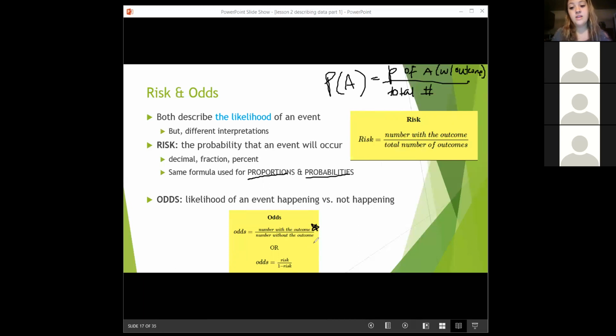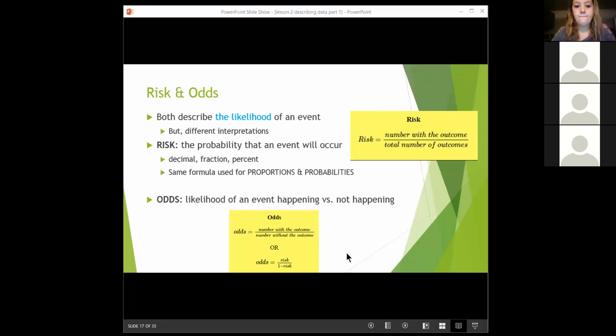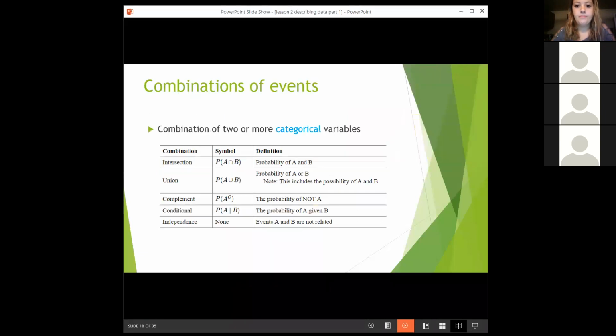So if you're first given the risk, then you can use the risk in the equation for the odds, and you're able to do that. So, alrighty.